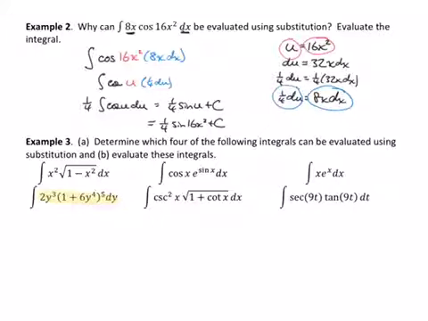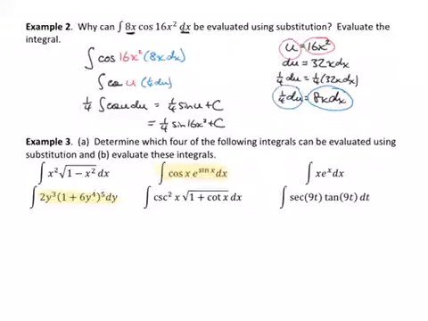Okay, now what else? Well, let's see. The derivative of the sine is the cosine. So up here I see the sine of x. Its derivative is the cosine. So its derivative is lurking about. So that will be another one that we can evaluate.